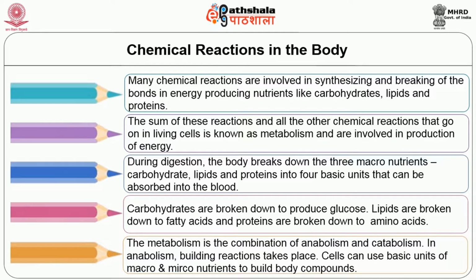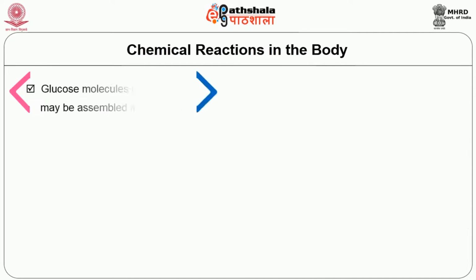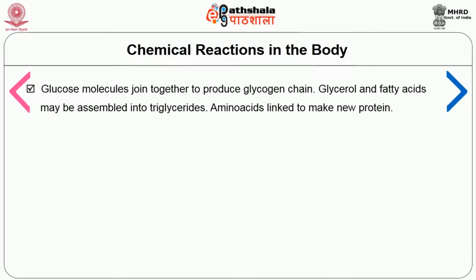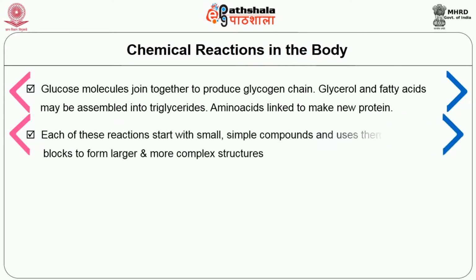Metabolism is the combination of anabolism and catabolism. In anabolism, building reactions take place. For example, the cell can use the basic units of macro and micronutrients to build body compounds. Glucose molecules join together to produce a glycogen chain. Glycerol and fatty acids may be assembled into triglycerides. Amino acids may be linked together to form a new protein. Each of these reactions starts with a small, simple compound and uses it as a building block to form larger and more complex structures.